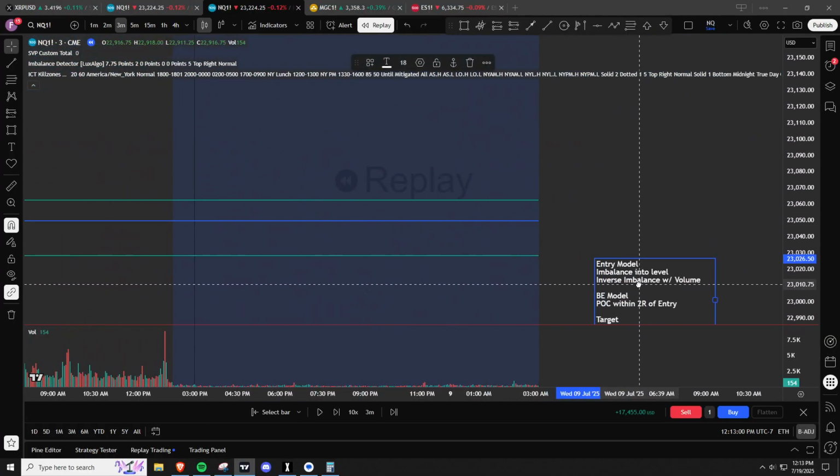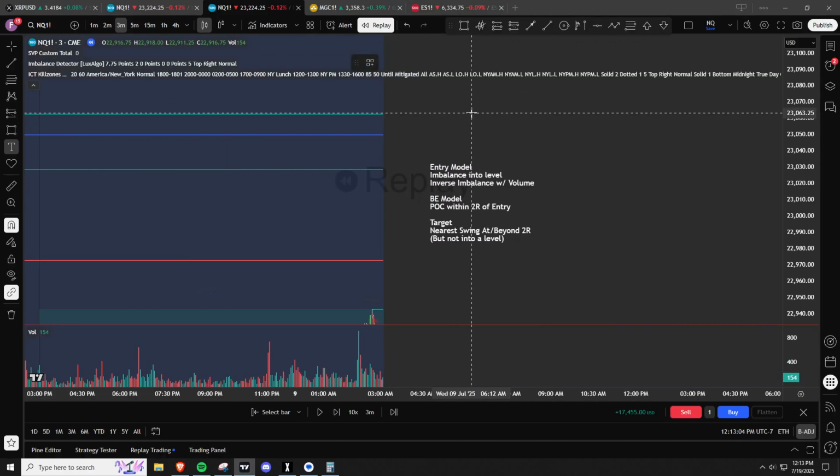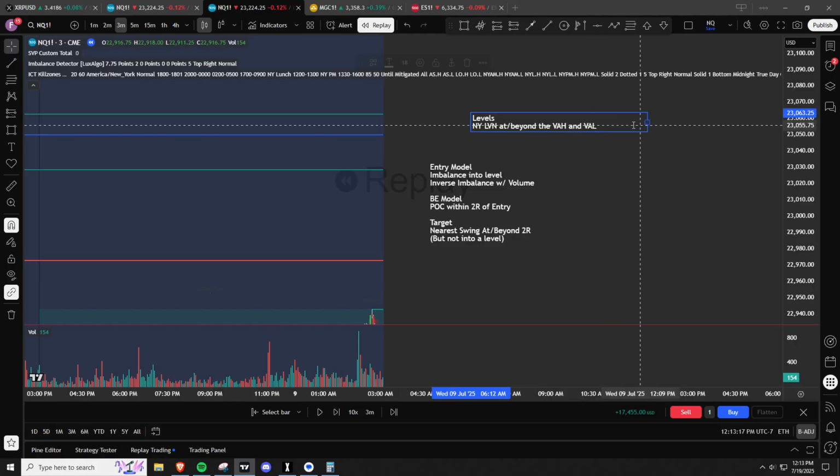Oh, here it is. So there's the entry model, imbalance into a level. What are the levels? Levels are going to be the New York low volume node at beyond the VAH and VAL being the value area high and low. And then we also got the overnight high low. We got the Asia high low, and we got the London high low.